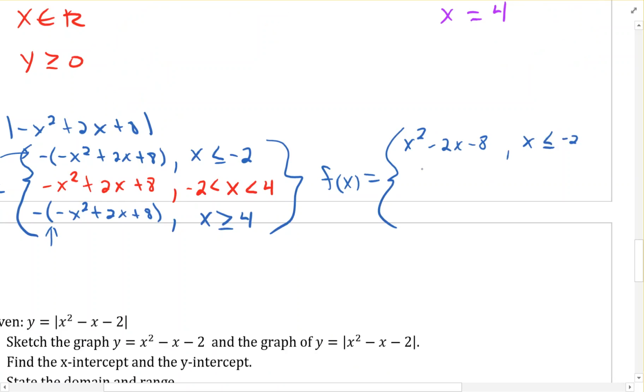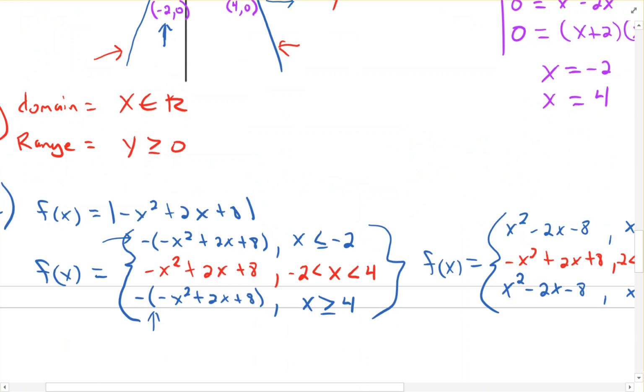So that turns into positive x squared minus 2x minus 8 when x is less than or equal to negative 2. In the middle it's just our normal function, in a different color so you can recognize it, negative x squared plus 2x plus 8 when x is greater than negative 2 and less than 4. And then it's the same as the top one, we flipped it, when x is greater than or equal to 4.